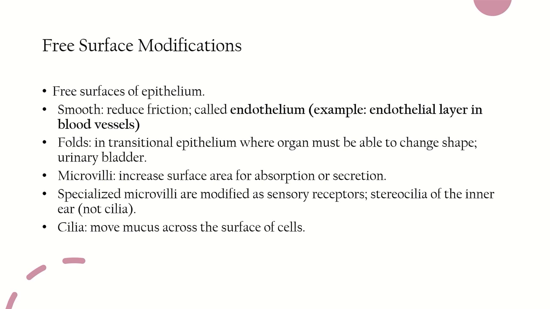Now, you could also have specialized microvilli that are now becoming more sensory receptors, like your stereocilia in your inner ear. They're not cilia, okay? They're slightly different, and they actually transfer physical sound vibrations into electrical signals, okay? So that's what those microvilli are doing. Then you have your cilia, which are moving mucus or other things across the surface of the cell, right? It's helping move things across the cell, but it's not moving the cell. So these are modifications that you can do to your top apical or free surface of your epithelial tissue.